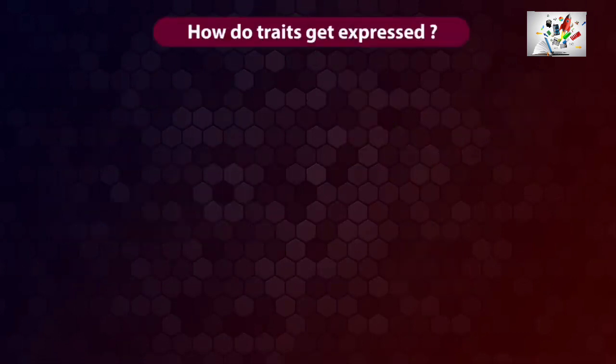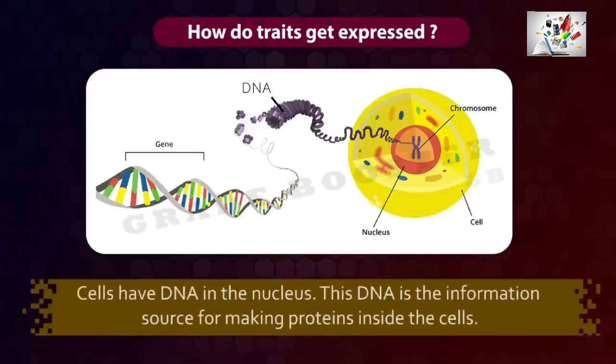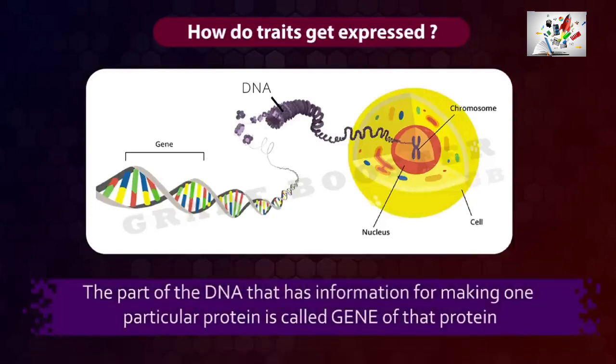How do these traits get expressed? Cells have DNA in the nucleus. This DNA is the information source for making proteins inside these cells. The part of the DNA that has information for making one particular protein is called the gene of that protein. That means a gene is a segment of the DNA that has information to make a particular protein.